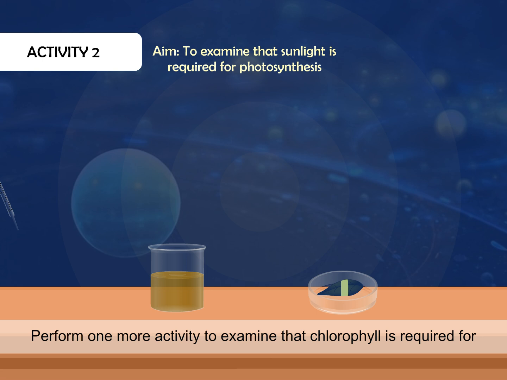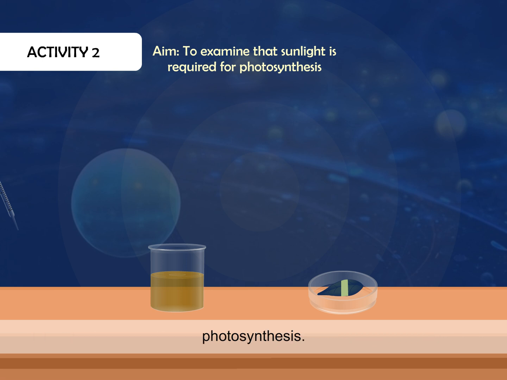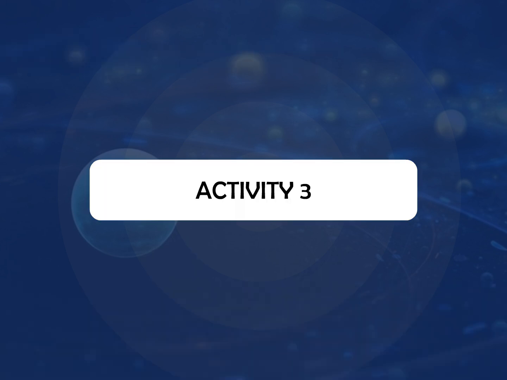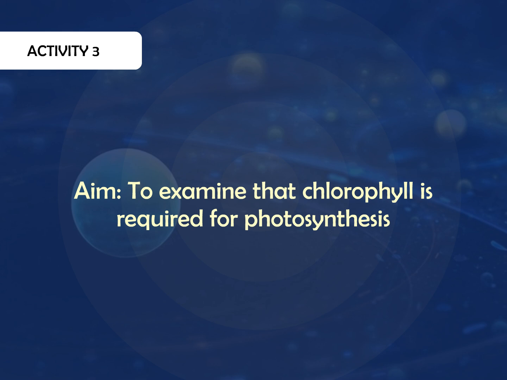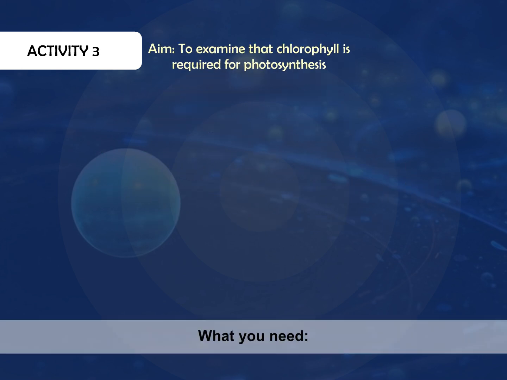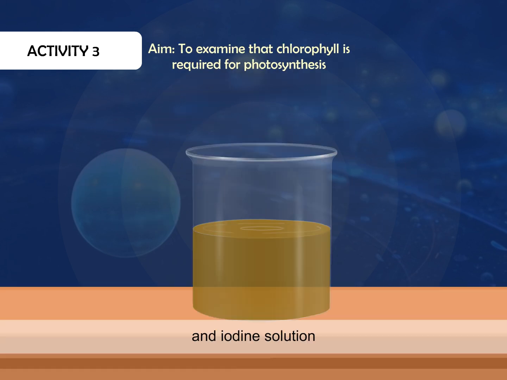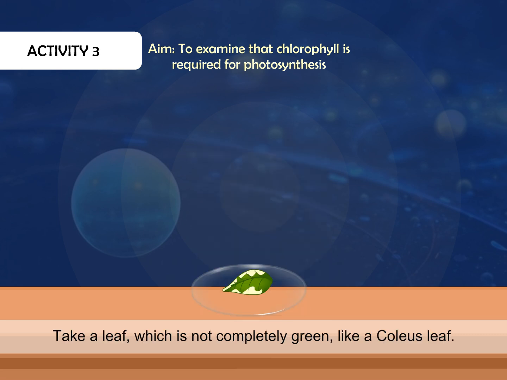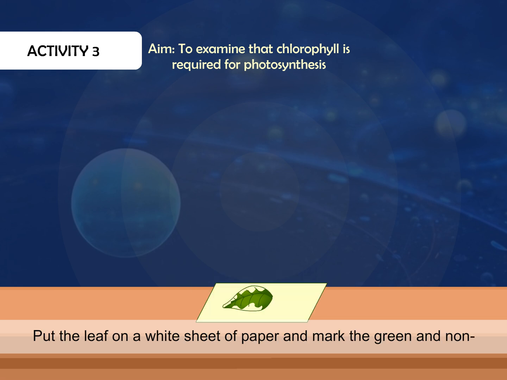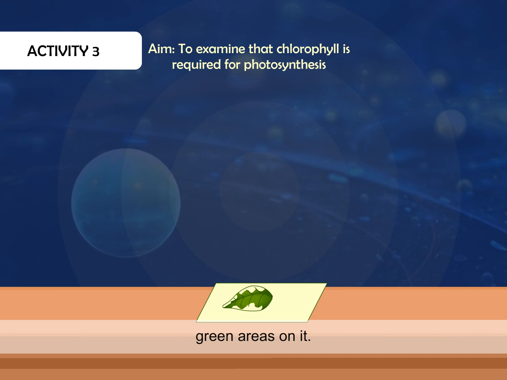Perform one more activity to examine that chlorophyll is required for photosynthesis. Activity 3. Aim: to examine that chlorophyll is required for photosynthesis. What you need: a coleus leaf and iodine solution. Take a leaf which is not completely green, like a coleus leaf. Put the leaf on a white sheet of paper and mark the green and non-green areas on it.